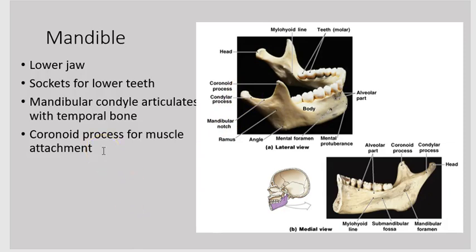It also has a coronoid process for muscle attachments. So if you look right here, you can see this big process. This is all for muscles to attach to. There's also some attachments in here. You can see this mylohyoid line, which is where the mylohyoid attaches to the mandible. So lots of places for muscle attachments because chewing is really important. Your TMJ, your temporomandibular joint, is the only joint that moves in your head, or that's supposed to move in your head.